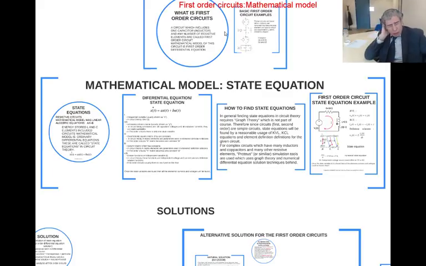Now we will be examining the first order circuits' mathematical model. This model is called the state equation. So let's examine it step by step.